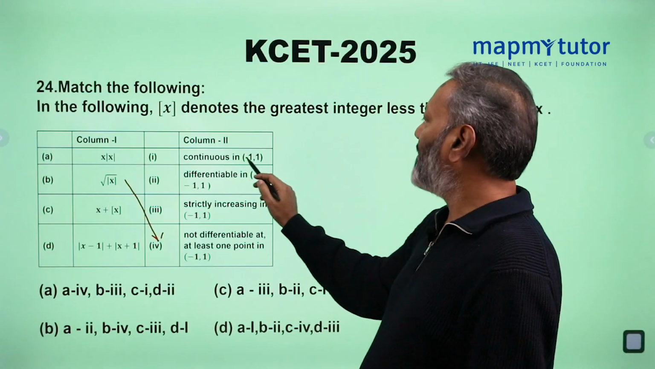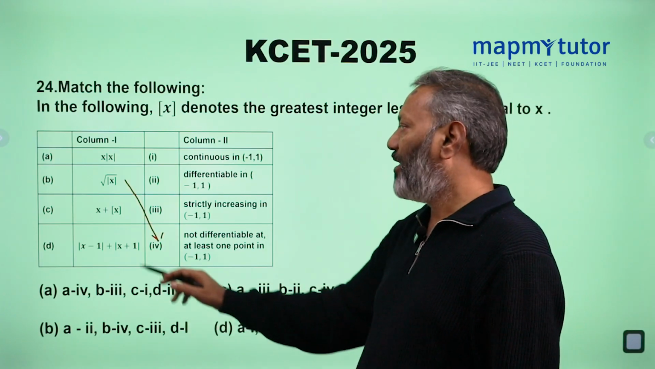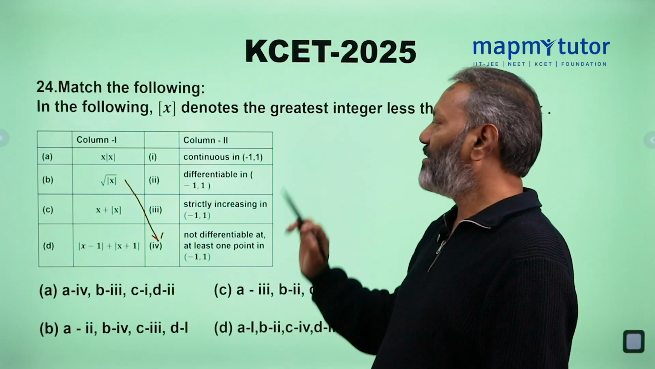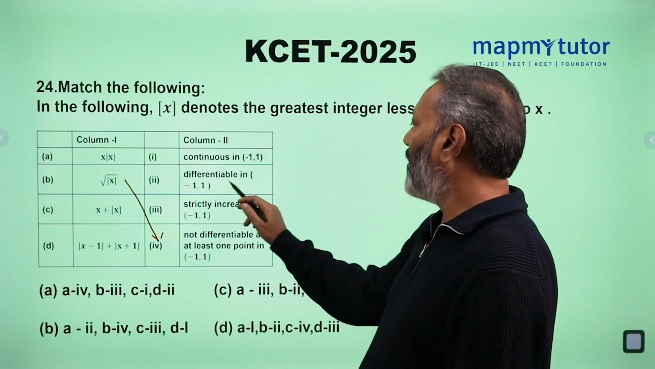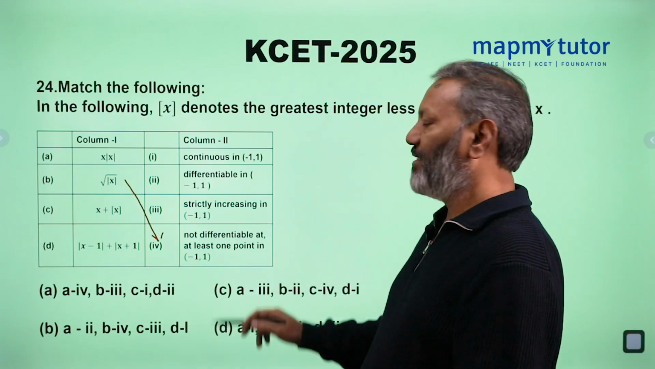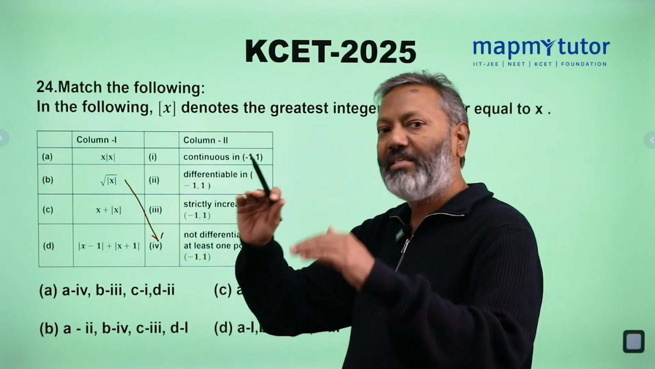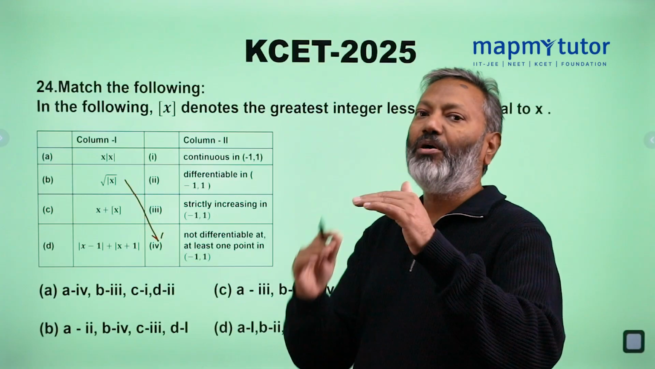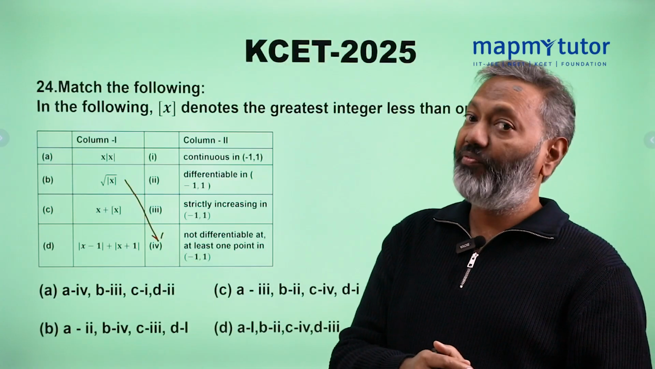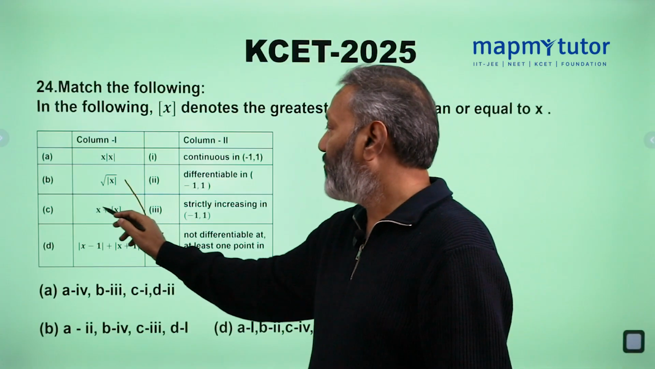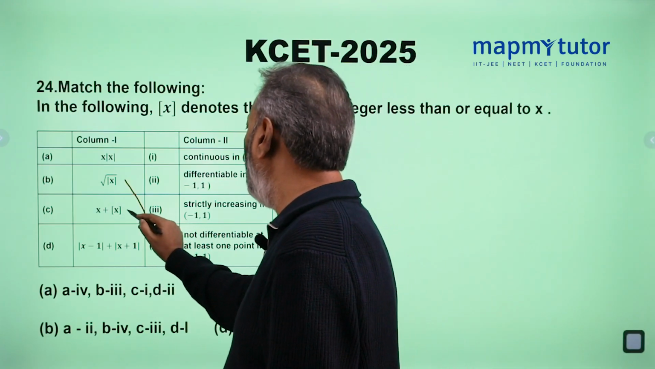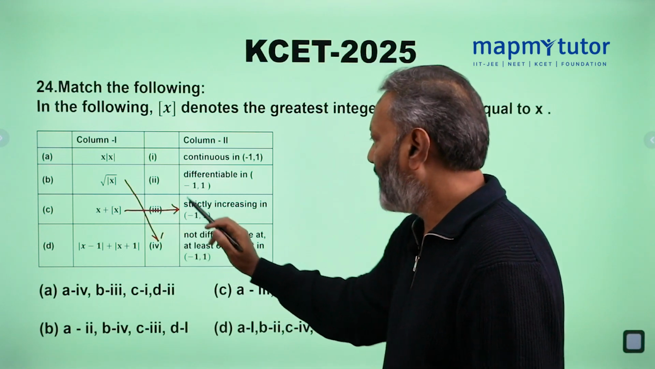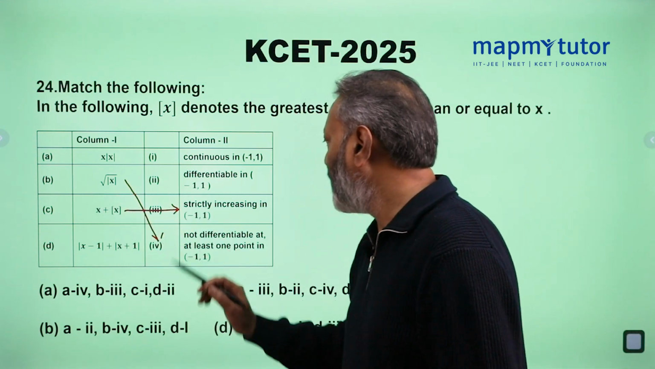Continuous in -1 to 1? No. Why? Because the integral part of x is discontinuous at every integer. So in between, 0 is there. Wrong. Differentiable? No. Strictly increasing? Yes. Because x is always increasing. You know that because it's a straight line. And step x is also always increasing. Therefore, what is the correct answer? Because both the functions are increasing, it is matched with the third. So, C matches with 3 and B matches with 4.